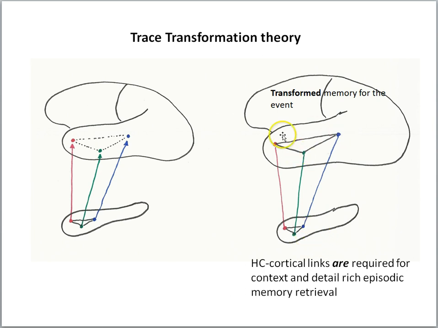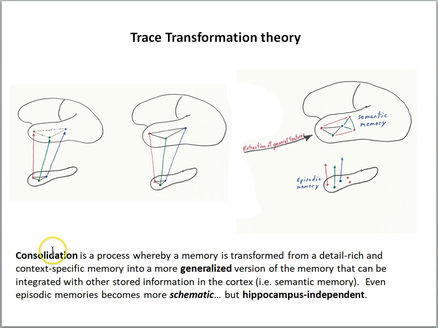And furthermore, what gets stored up in the cortex is not the identical memory that was stored in the hippocampus, but it's the transformed memory. It's that difference between the episodic type of memory and a semantic type of memory. So in trace transformation theory, consolidation is a process whereby a memory is transformed from a detail-rich and context-specific memory into a more generalized version of the memory that can be integrated with other stored information in the cortex in semantic memory. Even episodic memories become more schematic, more semanticized, but they are then hippocampus independent.